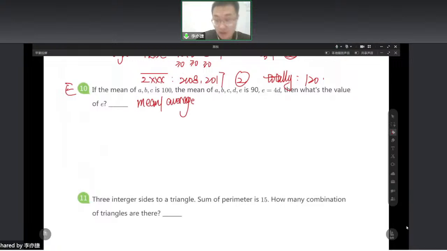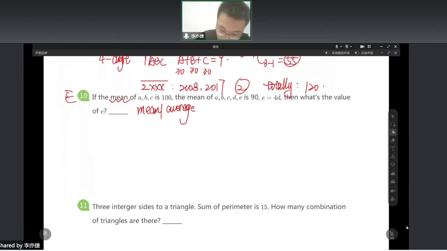I have a question. Do you know the meaning of the word mean? Mean means the average. This is an American way to express the mean, the average, right? I don't know why they use American English instead of British English, but never mind. So if we see the average, we see the mean, we also lead to the total.